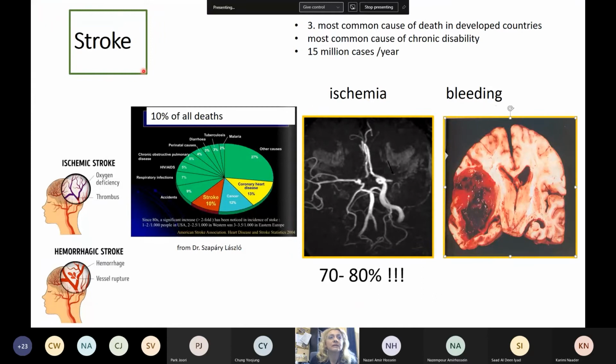Then I would like to talk a little bit more about stroke. Why? Because stroke is the 3rd most common cause of death in Western countries. Here you can see the 3 most common causes: coronary heart disease, cancer, and stroke is the 3rd, and is the leading cause of chronic disability. So patients who survive the stroke attack, many of them have symptoms left, and that's the most common cause of chronic disability. It affects 15 million people a year. So it's a very, very common problem.